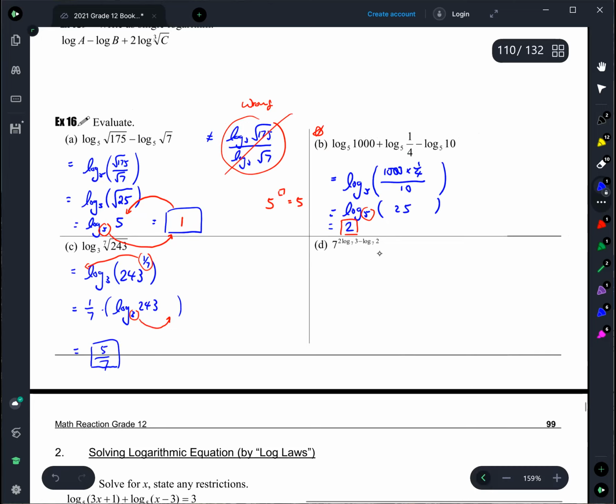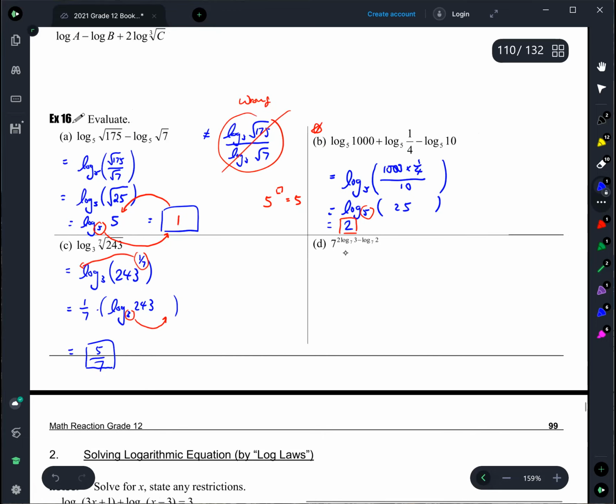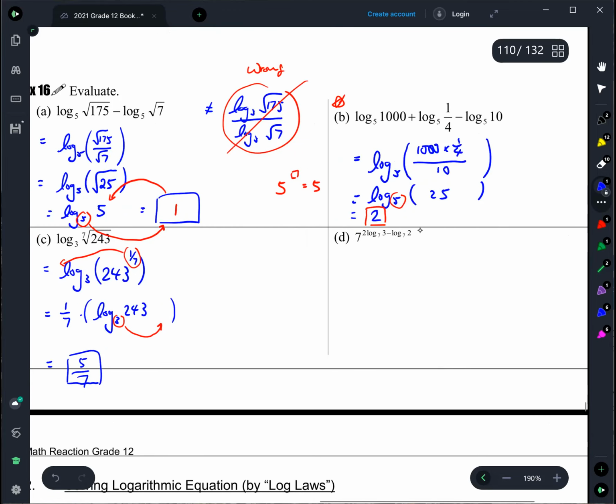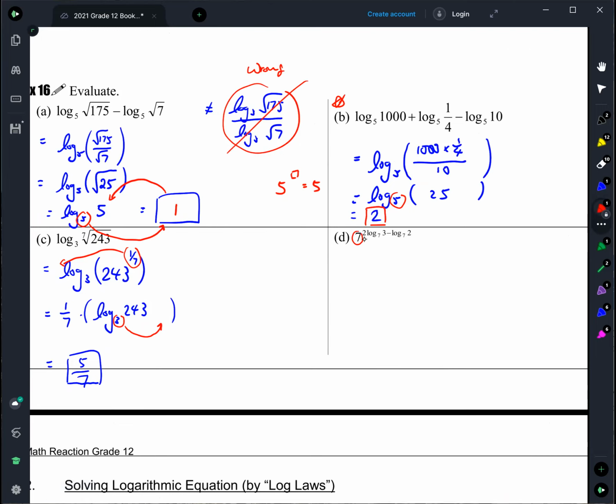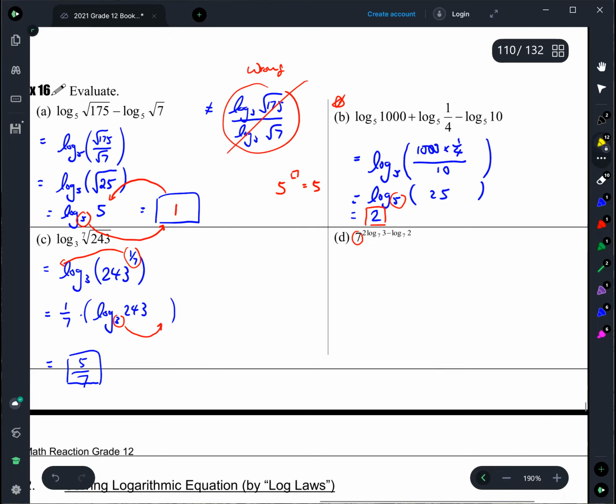All right, so the last question looks really unique. You have a bunch of logs in the exponent part, and then there's a base of 7. This 7 is the base. This whole log here, let me just highlight that, the yellow highlight, that whole thing is the exponent. So let's simplify that exponent first and then see what to do with the big 7.